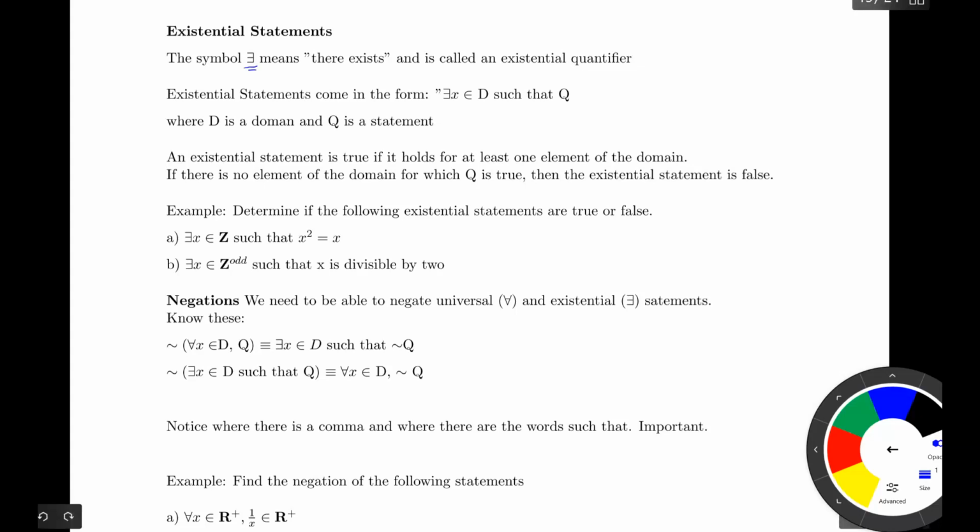Okay, so now we're on the next symbol, which says "there exists." This is how we write it: kind of a backwards bracket with a line through it. This is how the typeset makes it. So there exists. That means it's an existential quantifier. So there is an X in this set D such that Q is happening.